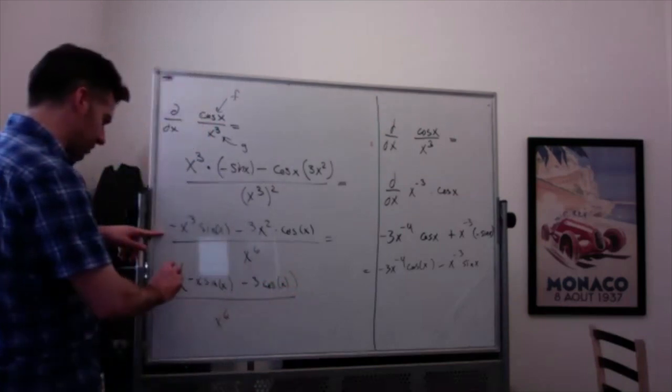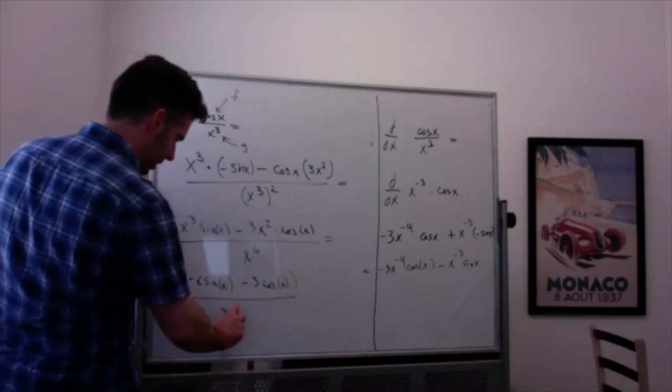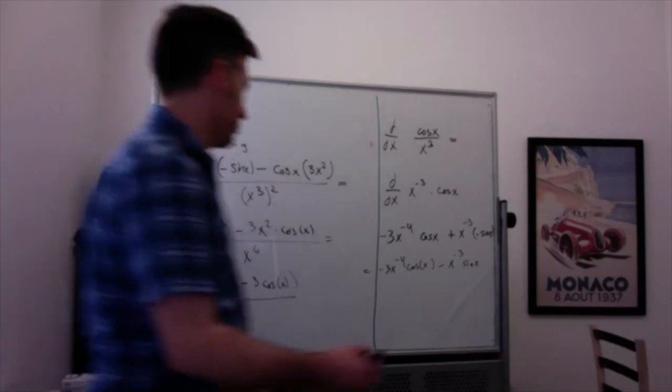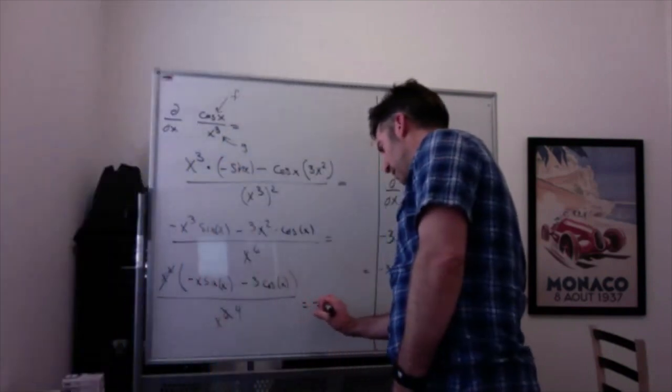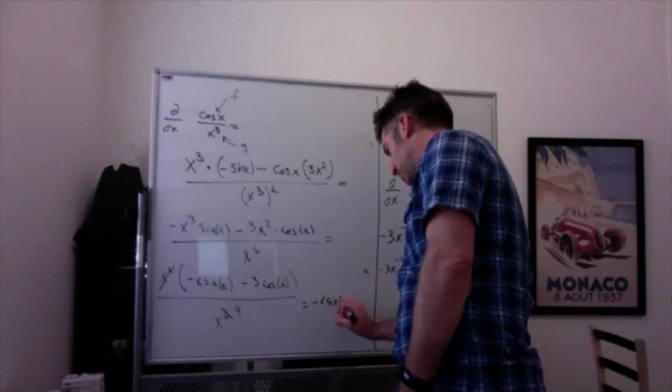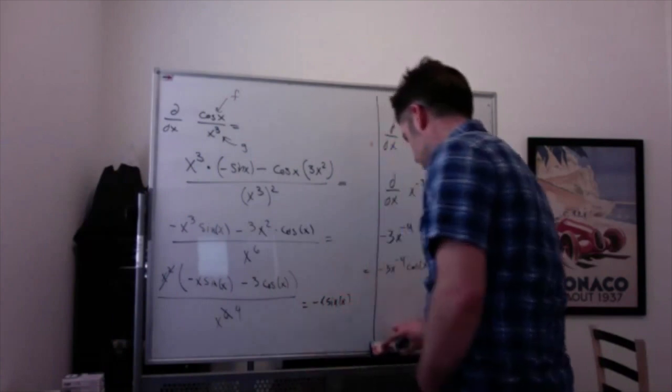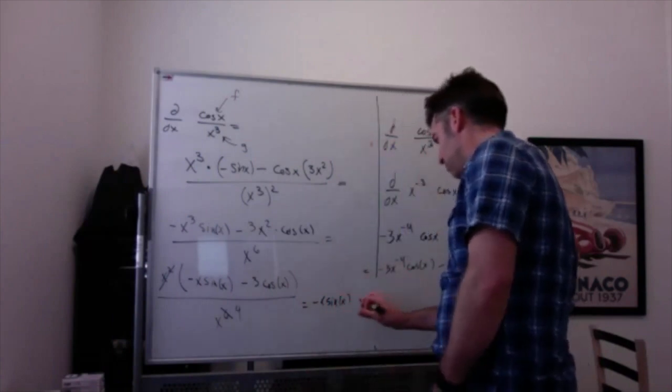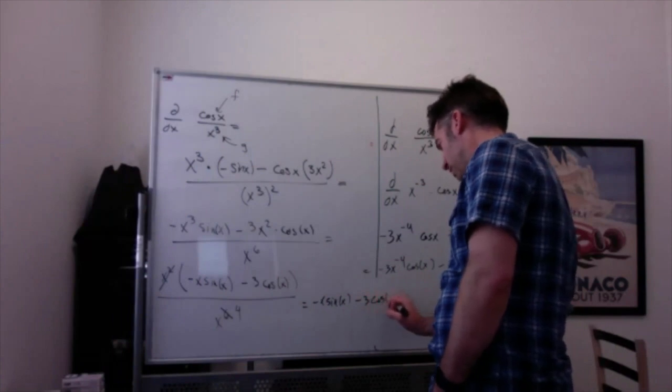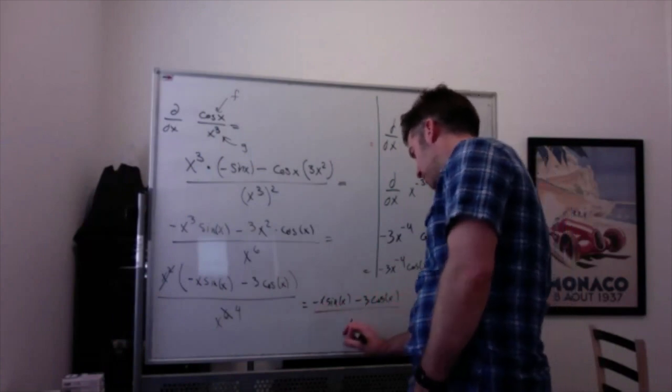And then I can cancel an x squared there and an x squared there. So I'm left with negative x sine of x minus 3 cosine of x all over x to the fourth.